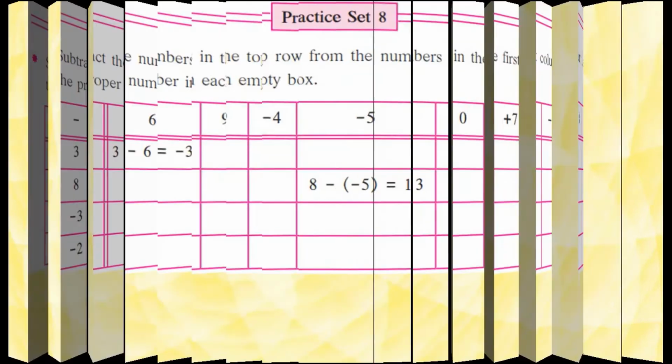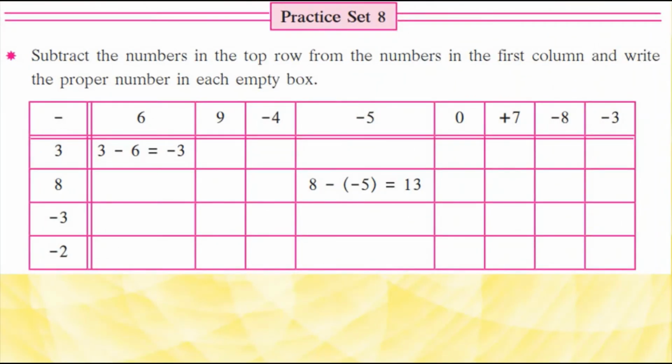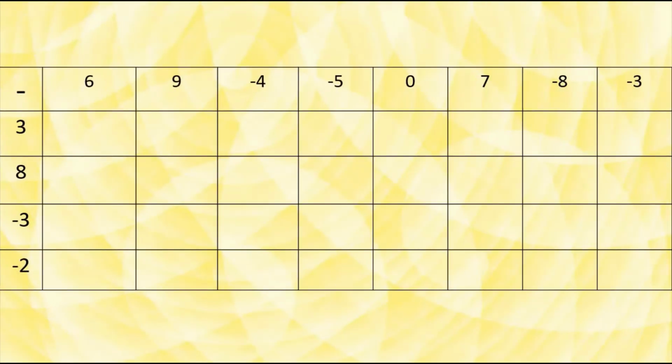Now after this, let's have a look at practice set 8. In this practice set, we have this table and they have asked us to solve these subtraction sums. As there is less space here, I have prepared this table. It is the same table which is there in practice set 8. Now how to solve it? This is the horizontal column and this is the vertical column.